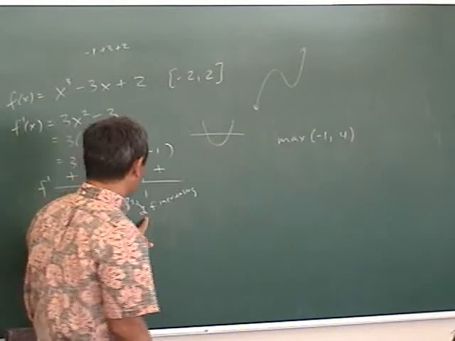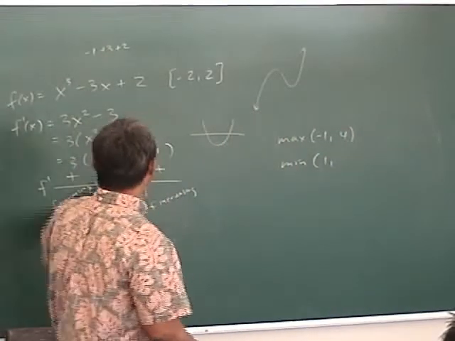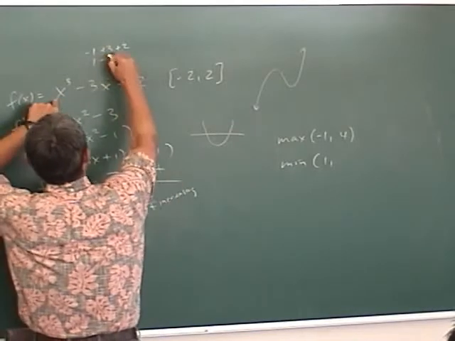There's a minimum over here at 1. How do I find the y-coordinate? You plug it into this. So you get 1 minus 3 plus 2.